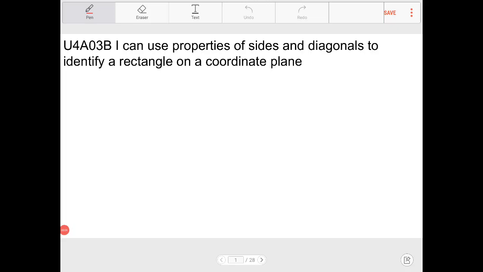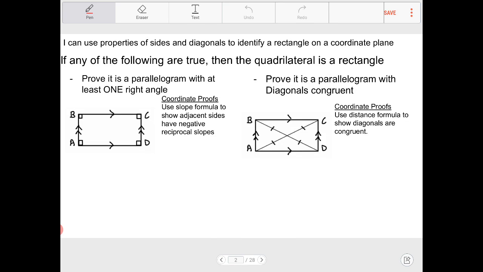By the end of the lesson, you should be able to say, I can use properties of sides and diagonals to identify a rectangle on a coordinate plane. As we've discussed in the previous lesson, these are the two properties that we use to show that a quadrilateral is in fact a rectangle. And we're going to try to apply these ideas to a coordinate grid, to a coordinate proof.